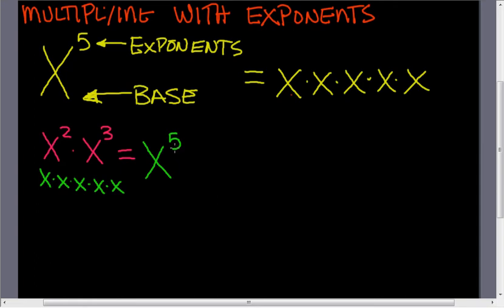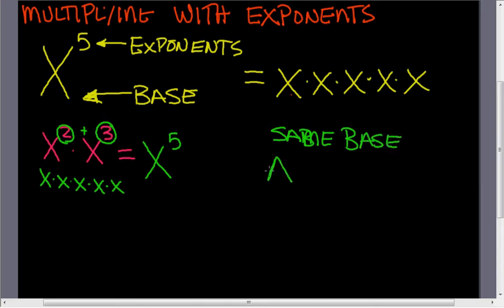If you look back at our original problem, there was a quicker way to do this. You can see that if we have 2 x's multiplying another 3 x's, that makes 5 x's. We can just add up the 2 exponents. So this leads to our first rule, that when you have the same base, then we're going to add the exponents.